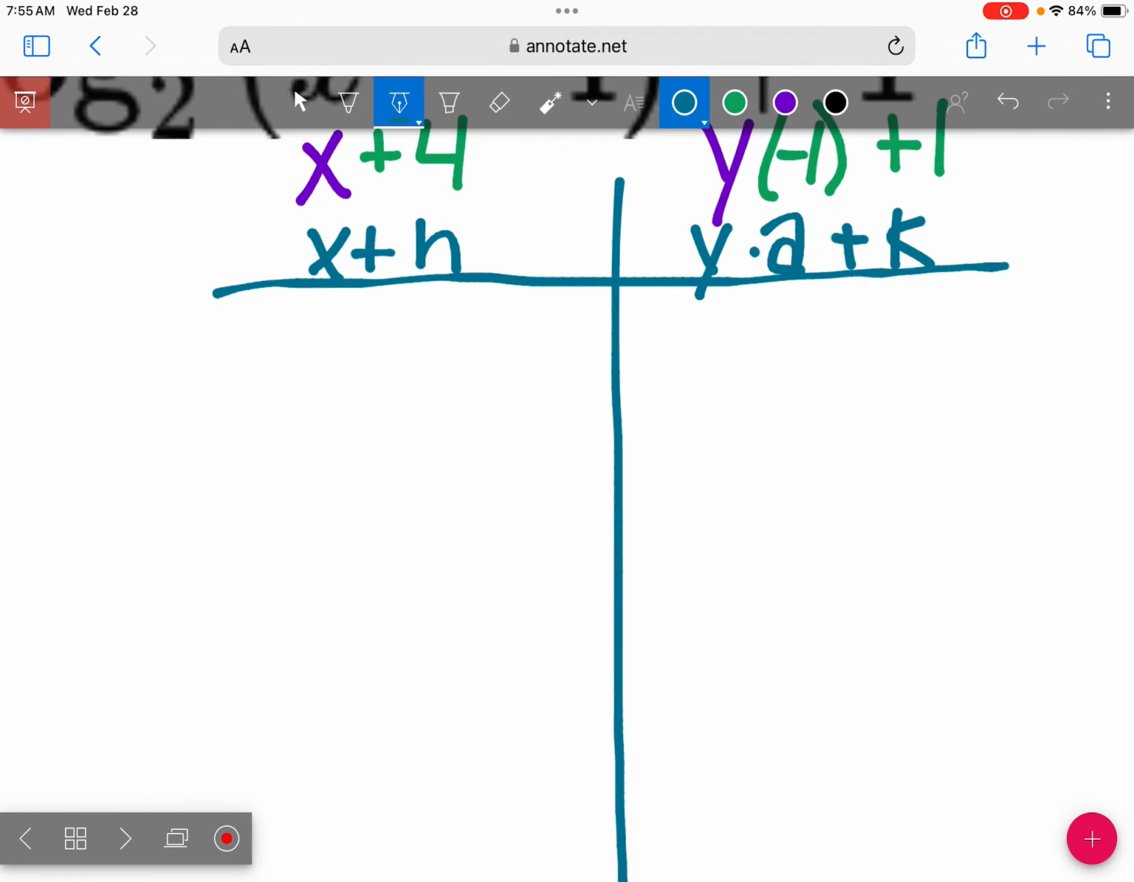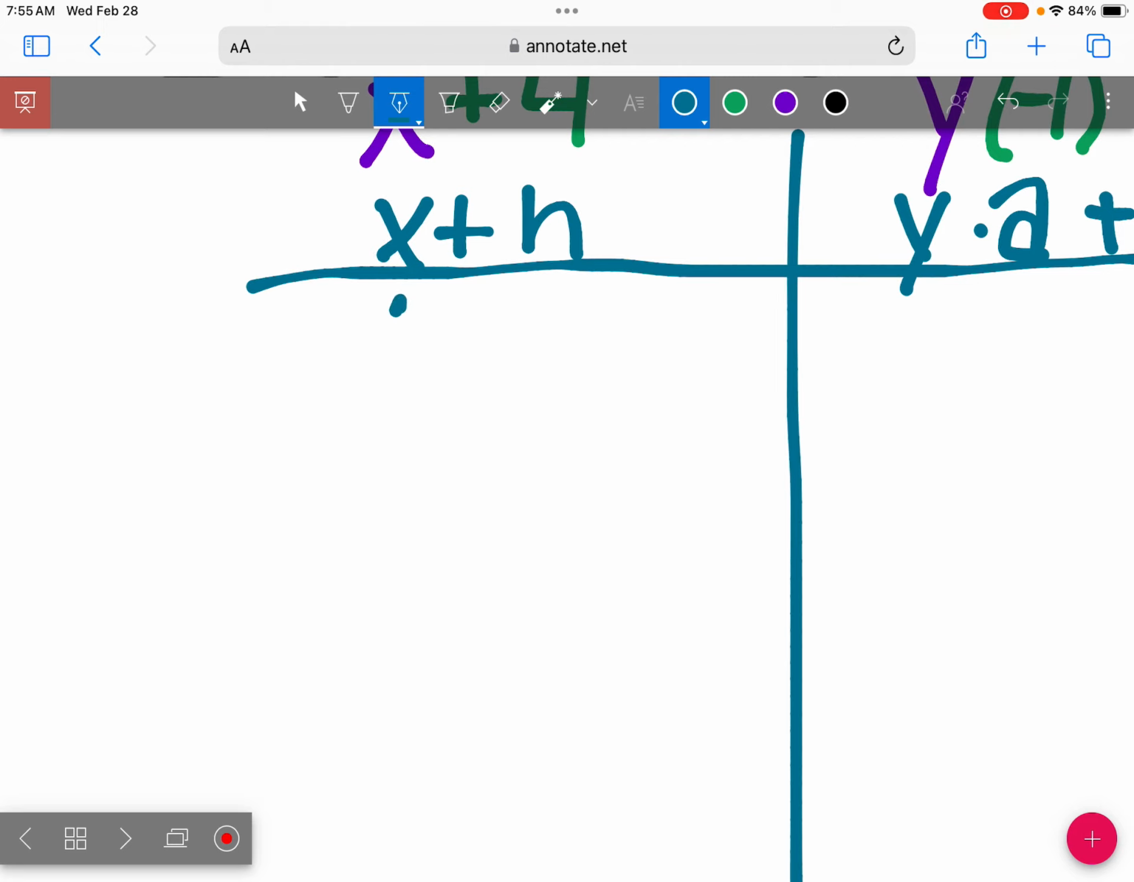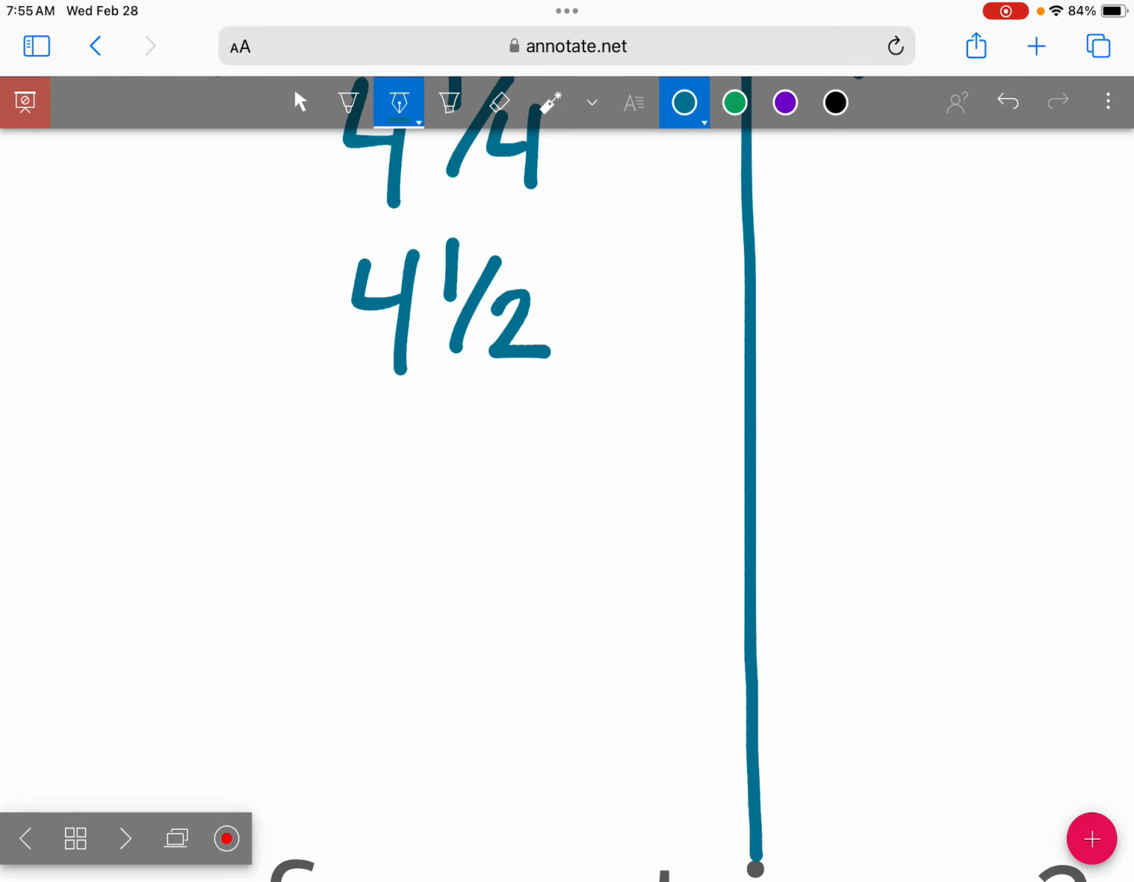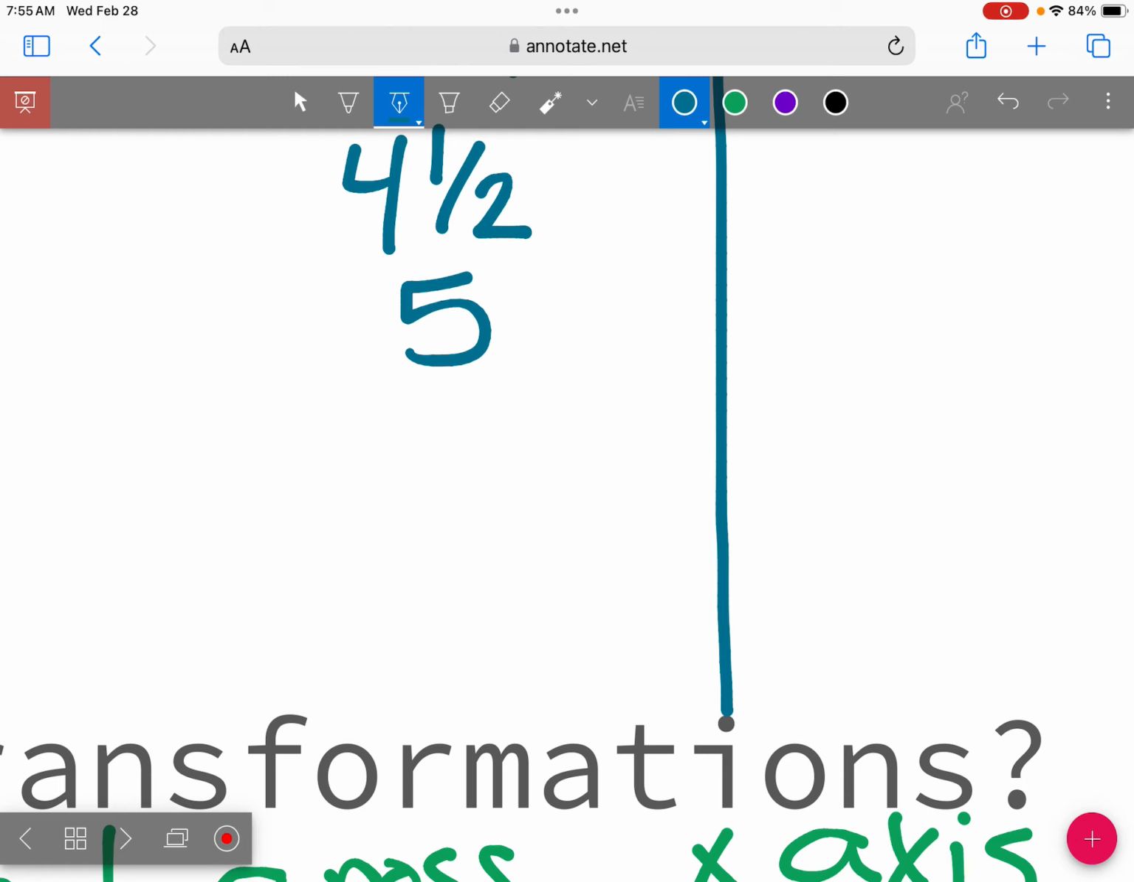So when we go down our x's, they're fairly familiar. We're going to have 4 plus 1/4, so that's 4 1/4. 1/2 plus 4, which is 4 1/2. 1 plus 4 is 5. 2 plus 4 is 6. 4 plus 4 is 8.